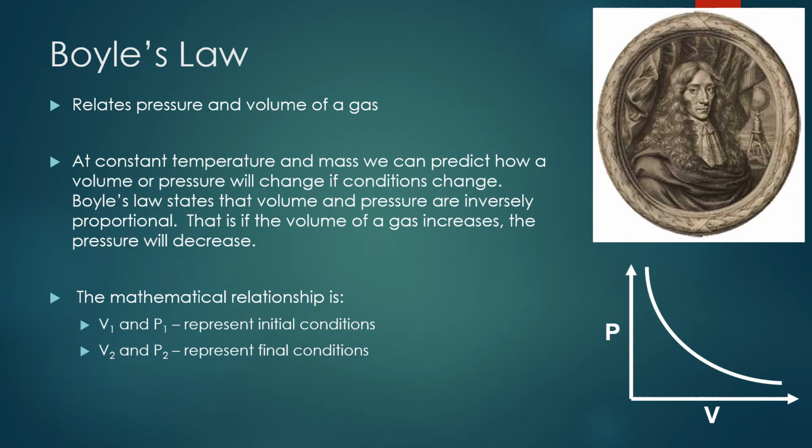And if you take a look at the graph over there on the bottom right corner, you can see that as volume increases, the pressure decreases. The mathematical relationship is as follows. V1 times P1 equals V2 times P2, where V1 and P1 represent the initial conditions and V2 and P2 represent the final conditions.